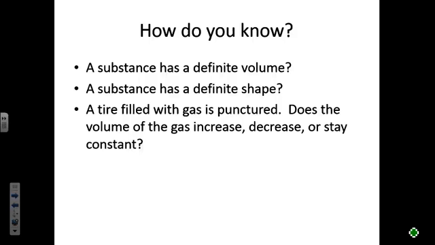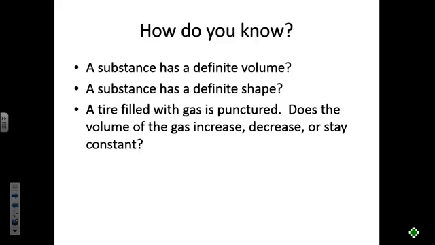So we know that a substance has a definite volume because it can't be compressed or expanded. So it keeps its volume regardless of whether we try and squish it closer together or not. A substance has a definite shape when it keeps its shape regardless of what container we put it in.